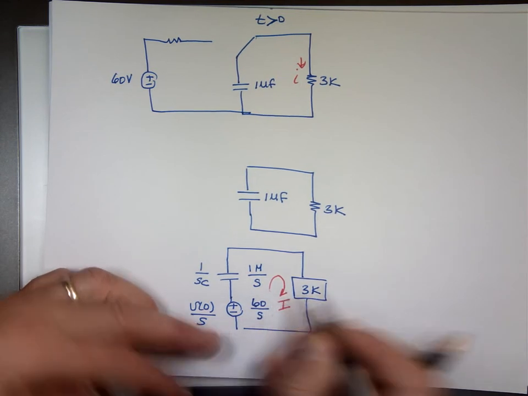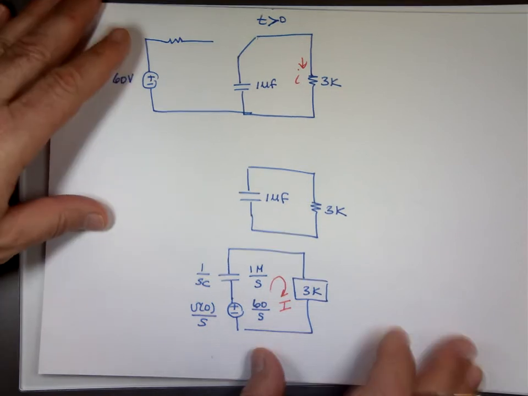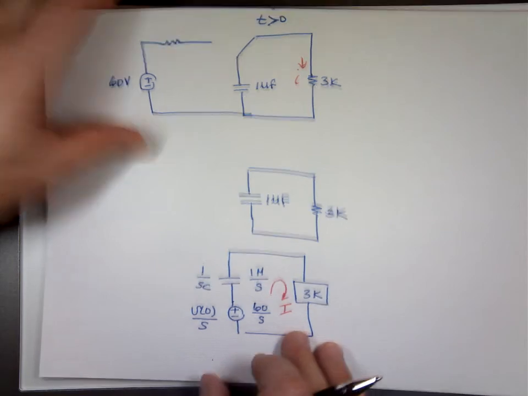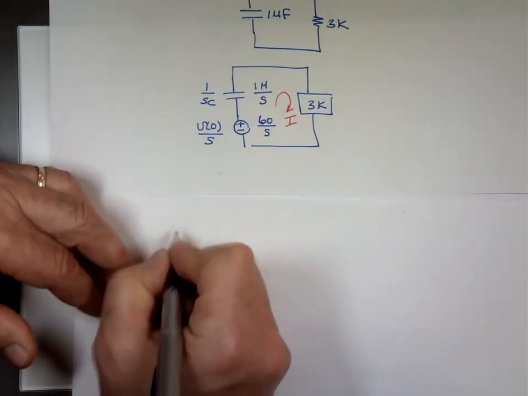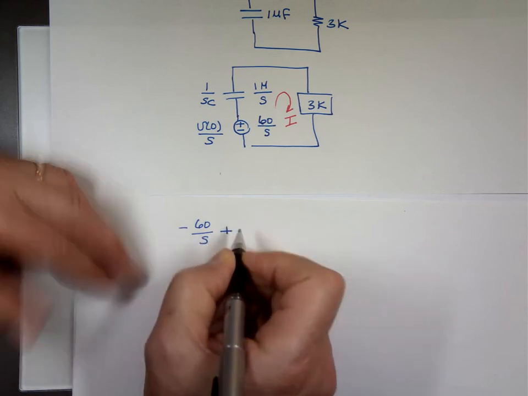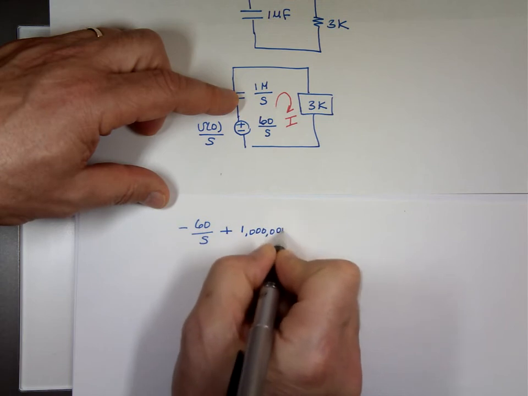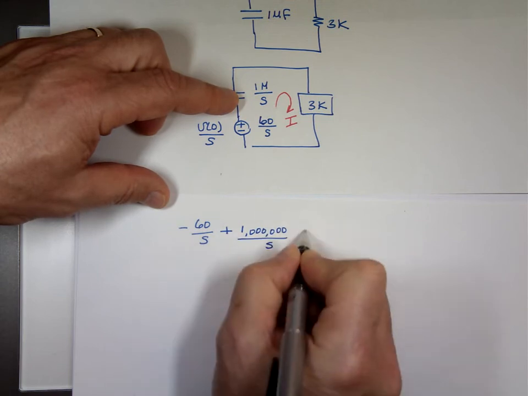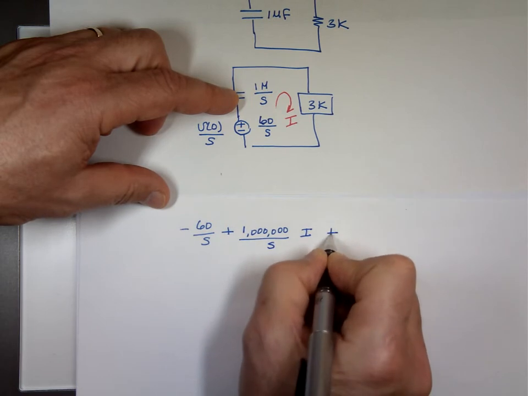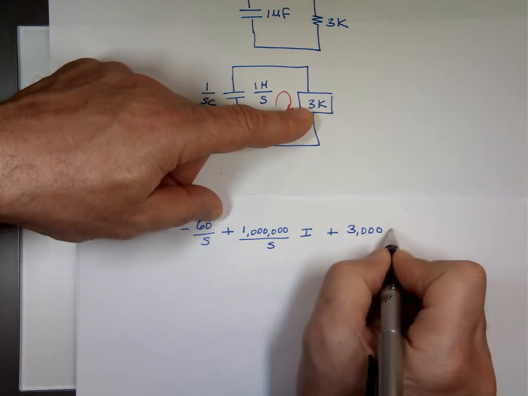Notice these problems, they were a nightmare in circuits 1. They're really not bad now. It's only one loop. That's it. Minus 60 over S, if I do KVL here. Minus 60 over S plus 1 million over S times I plus 3,000 times I is equal to 0.